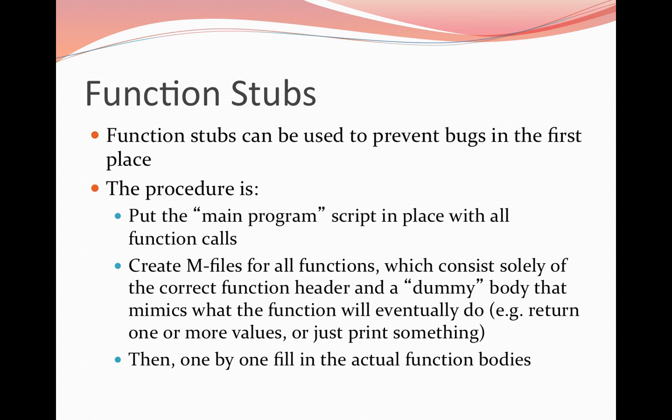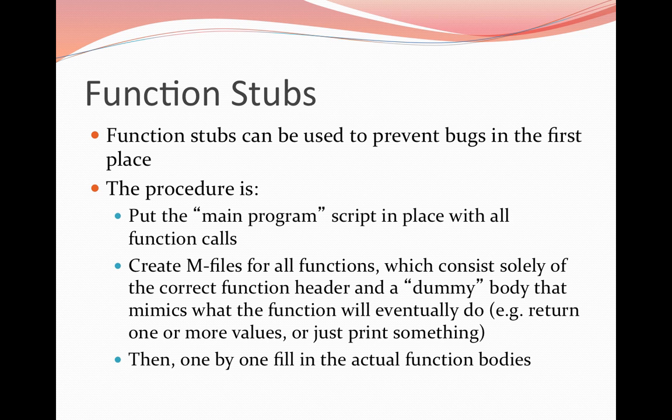So in the script you put in all of your function calls. And then you create M files for all of these functions, but you don't actually write all of the function definitions yet. What you do is you write sort of a dummy M file for each function. So the function is going to consist of the function header, and you know exactly what the function header is going to look like. Once you have written the script, you know the names of the functions, you know how many values you're passing to the functions, and you know how many values the functions are returning, if any. So you can write the correct function header for every function.